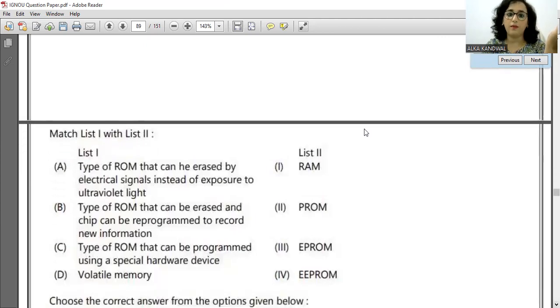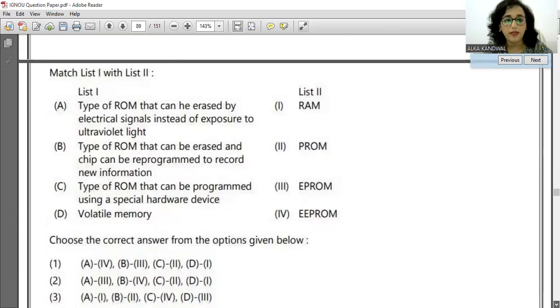अब ROM के बारे में हमने detail में पढ़ा है पहले भी. Type of ROM that can be erased by electrical signals instead of exposure to the UV rays. So what will be the answer? What do you say?